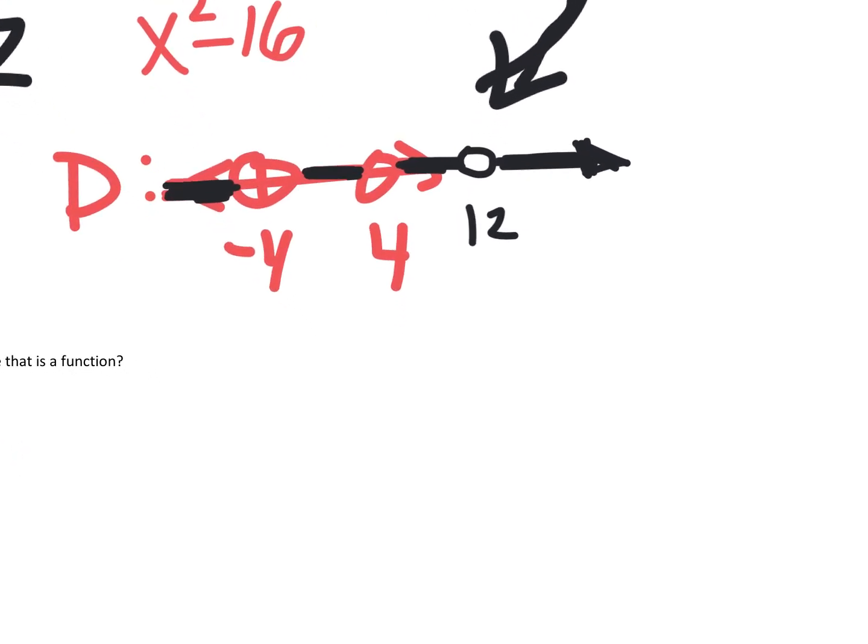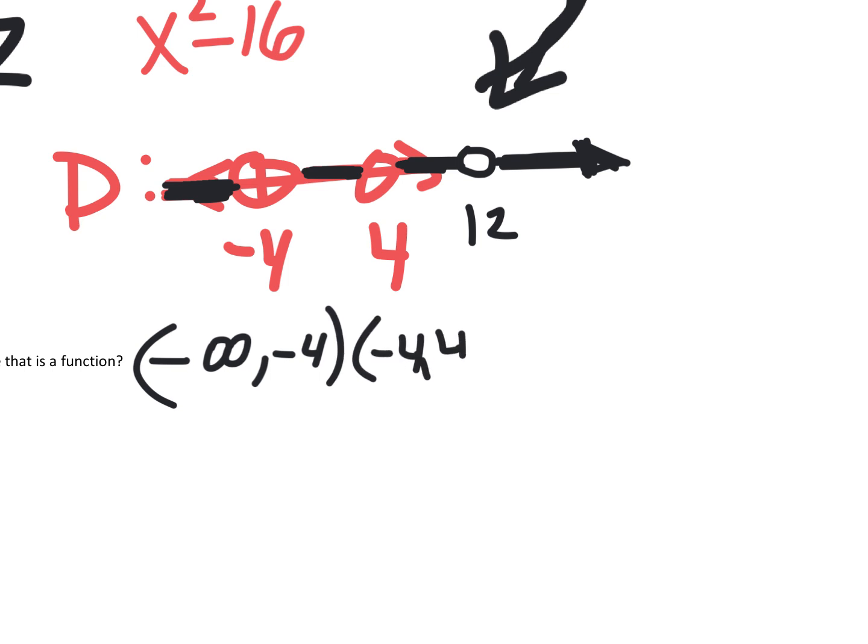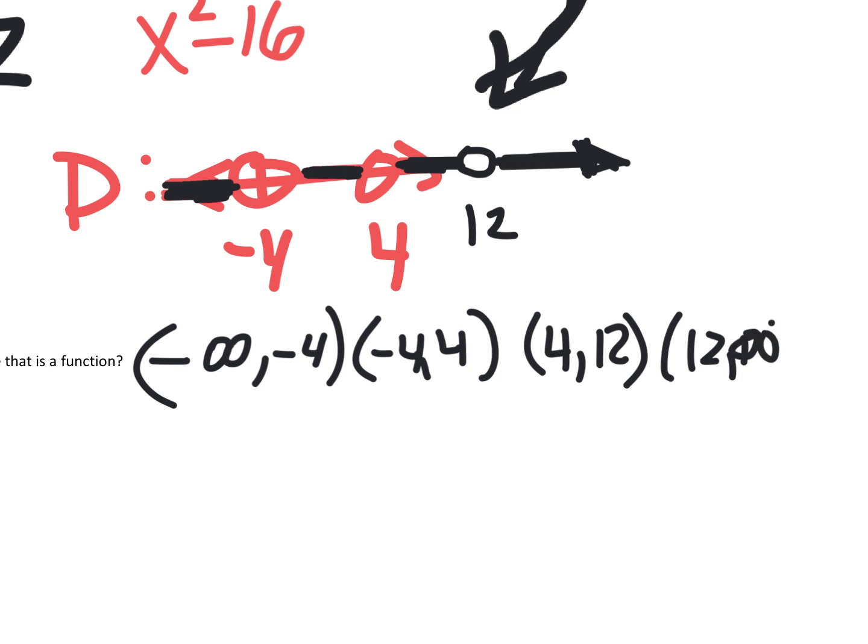And then if you want interval notation, it will be -infinity to -4. You do not have to write this. I just know some people like it. -4 to 4, 4 to 12, and 12 to infinity. And then I got to go back and put a little u in between every one of them.